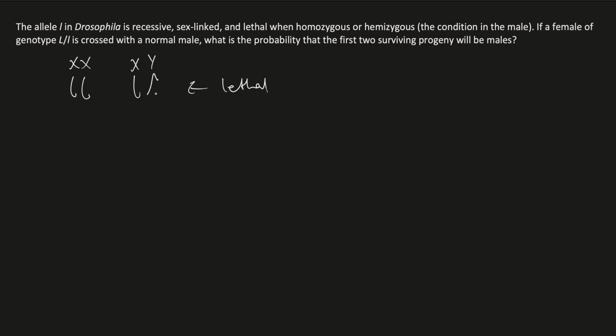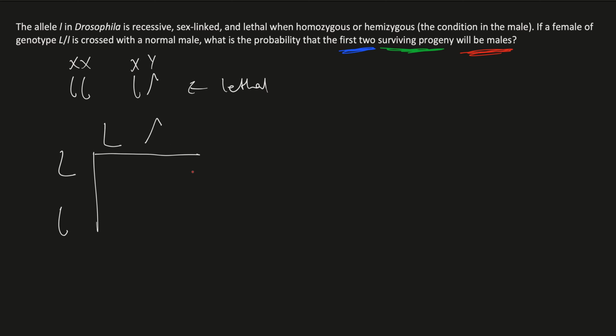Now, if a female of the genotype big L and little l is crossed with a normal male, and if they're normal, since they only have one X chromosome, that must mean that it's the big L allele, and then they have their Y chromosome, what is the probability that the first two surviving progeny are going to be males? Now, the reason I underline these in three different colors is because you need to pay attention to those three phrases, because that's going to help us figure out how to find the probability.